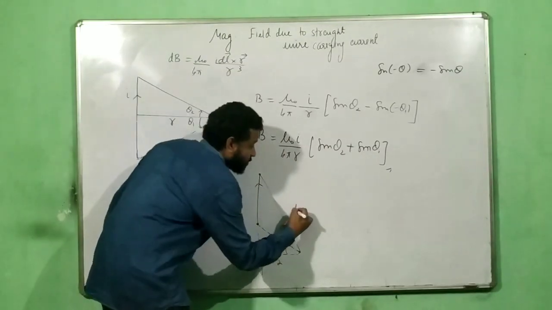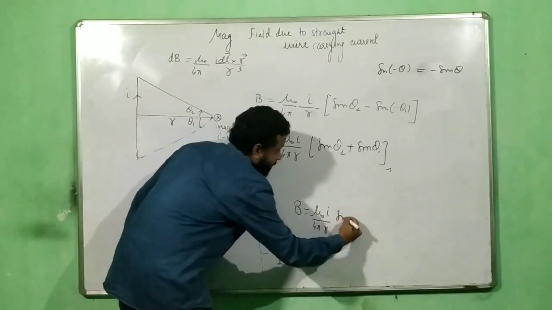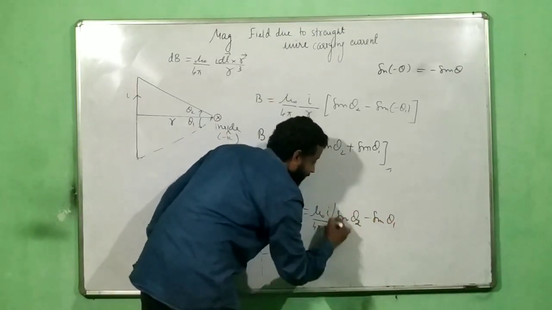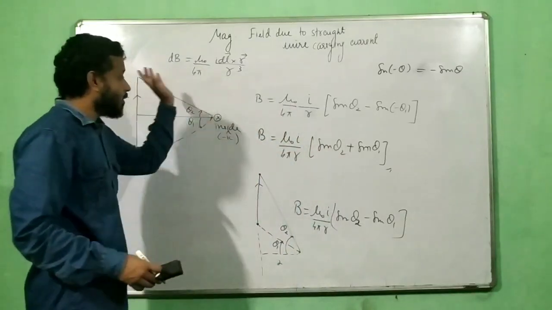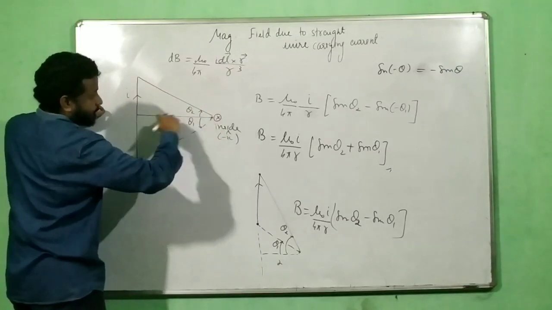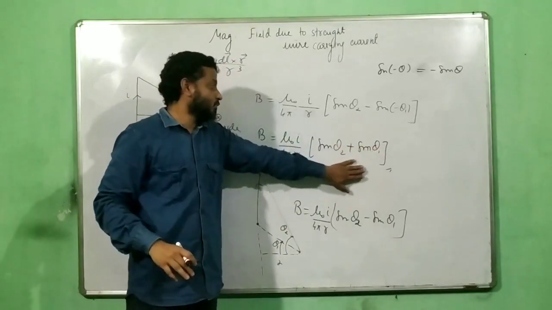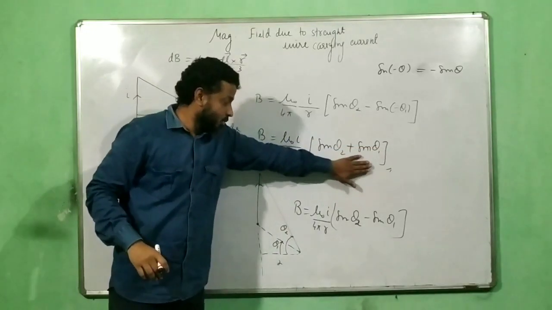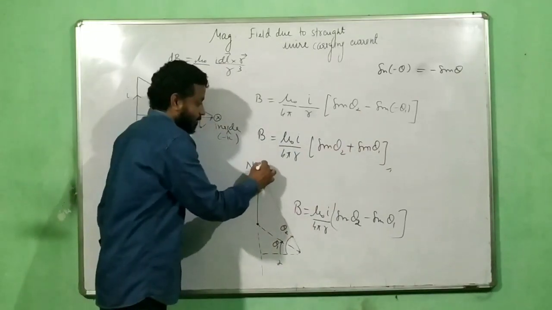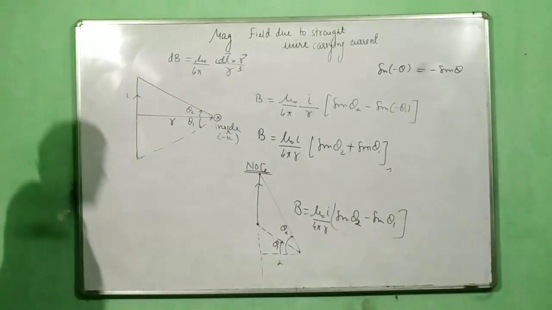So only in this case your field will be equal to mu naught I by 4 pi r, then sine theta 2 minus sine theta 1. This is the case. Rest all, whenever you have one angle up and one angle down from that point where you want to find the field, this is the formula. And the majority of them will have this formula only, sine theta 2 plus sine theta 1. Only be careful with this kind of situation over here. So you can make a note here that in this case it is sine theta 2 minus sine theta 1.